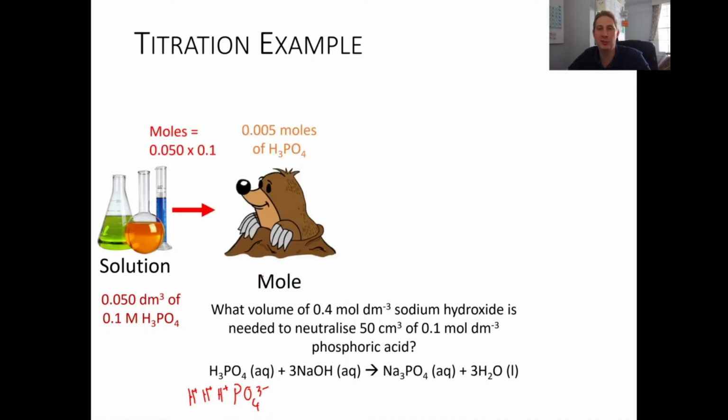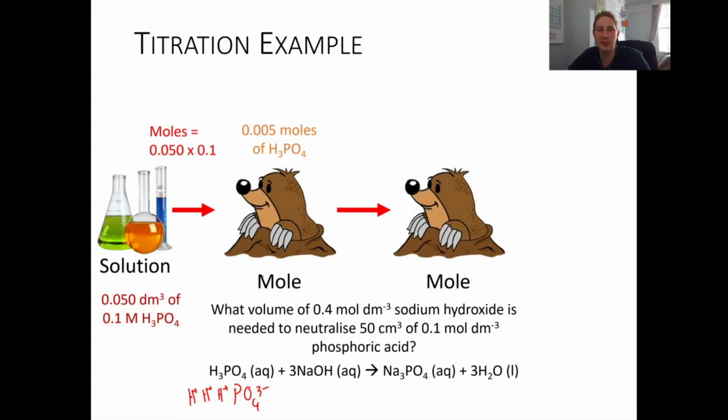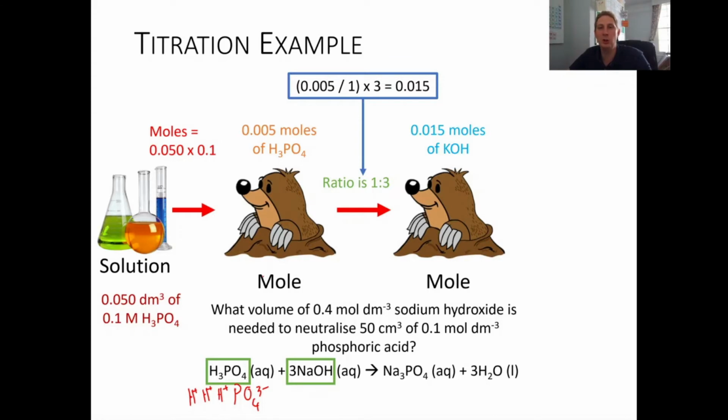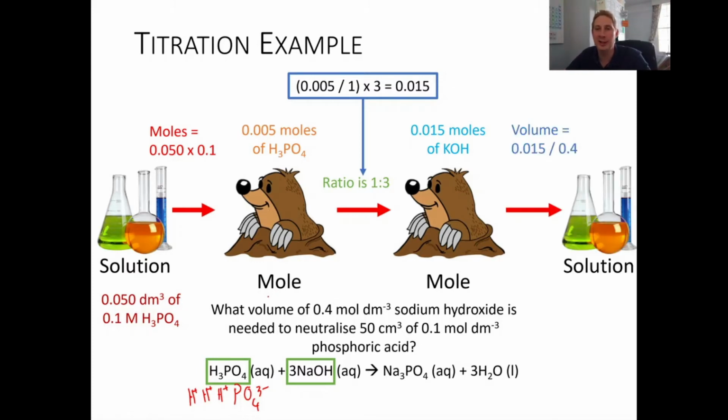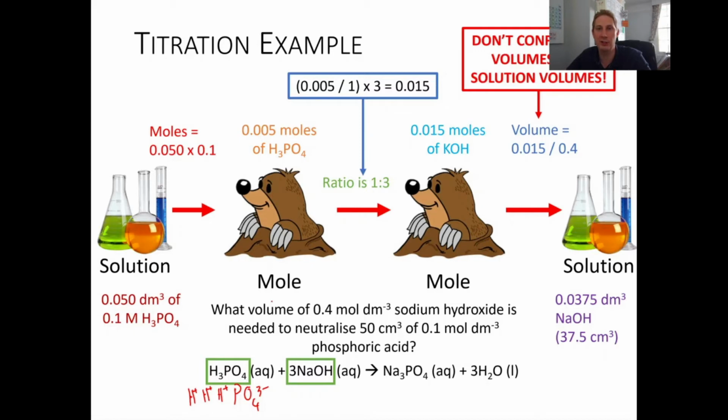So we know the concentration and volume of phosphoric acid. So the number of moles of phosphoric acid, 0.005. As we can see here, the ratio is 1 to 3. So we need 0.015 moles of sodium hydroxide. We know the concentration in this case. We're trying to find the volume. So volume is moles over the concentration. So 0.0375 decimeters cubed, which we might convert into 37.5 centimeters cubed. I hope you are able to do these 3 steps for titrations.